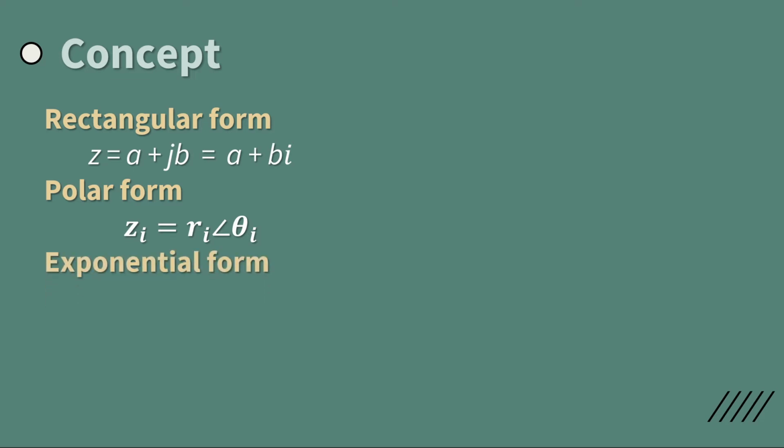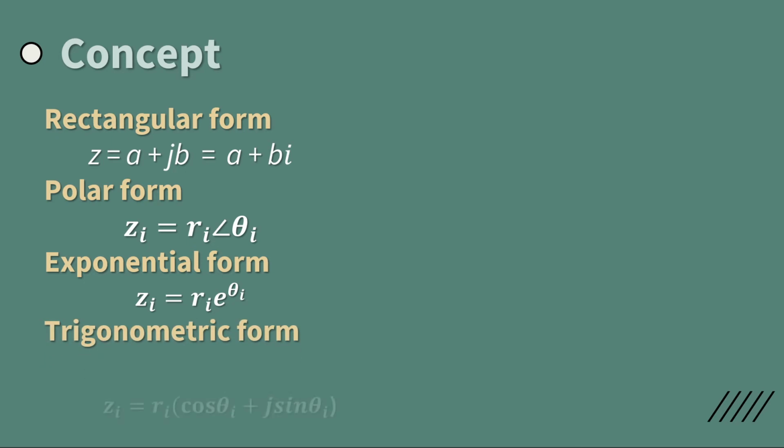And then for the exponential form, it's actually quite similar to polar form. So you get this one: you have the modulus r, and then the theta or the angle in the exponent, so the exponent term. And you have the trigonometric form.